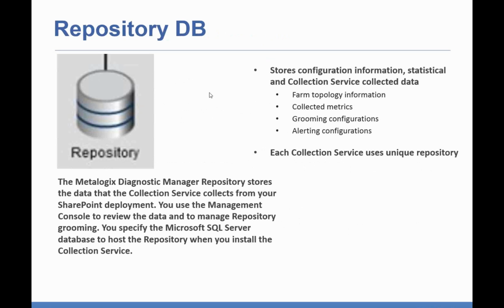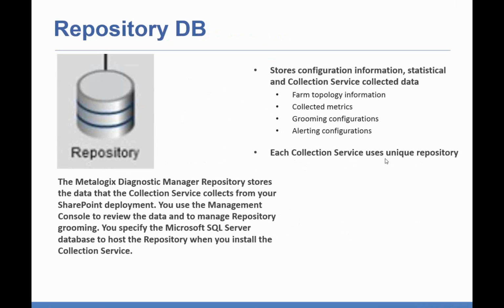So the next piece of the puzzle is the repository database. This guy stores configuration information, statistical and collection service collected data, i.e. farm topology information, what servers are out there. Collected metrics, what are the state of affairs in your servers as of the time of our metric collections. Grooming configurations, how long am I keeping metric data in this repository? And then alerting configurations I alluded to earlier, settings and configurations that determine what type of actions get taken in response to metric values.